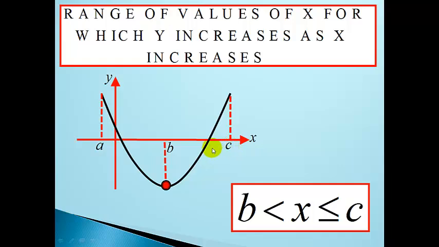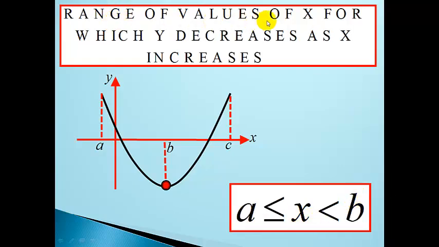Now from A to B, we can see that the curve is decreasing as x is increasing. From B to C, you can see that the curve is increasing as x also increases. So we are searching for the range of values of x for which y increases. That means that from B upwards, y increases as x also increases. So it is B less than x, less than or equal to C.